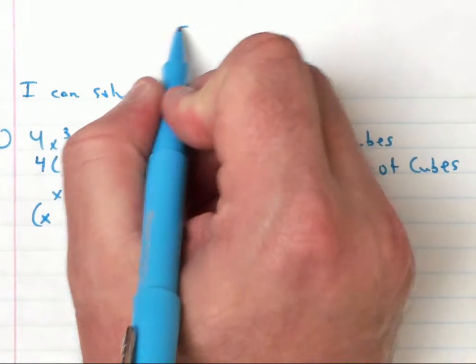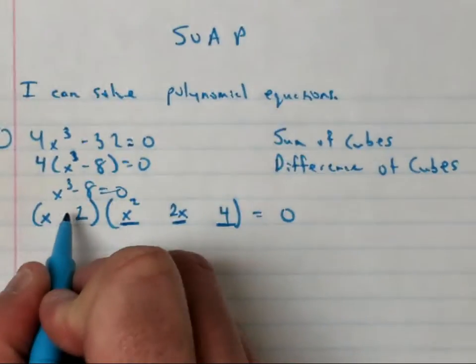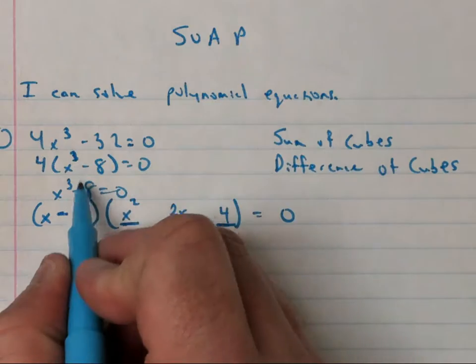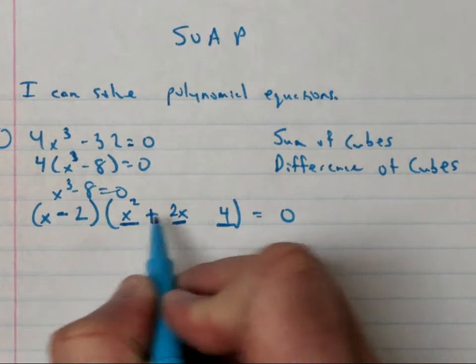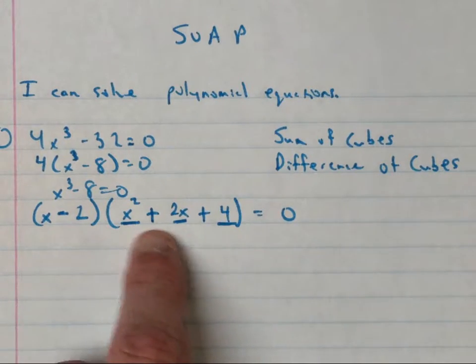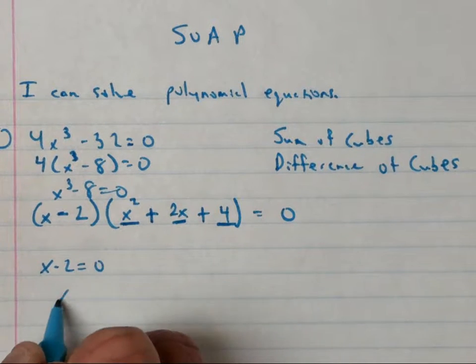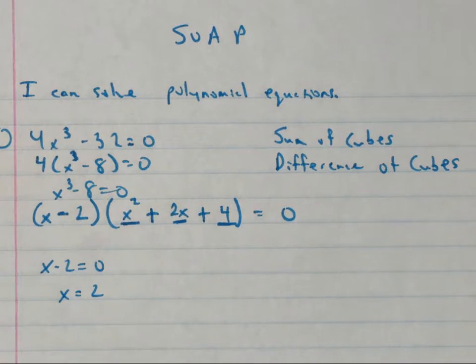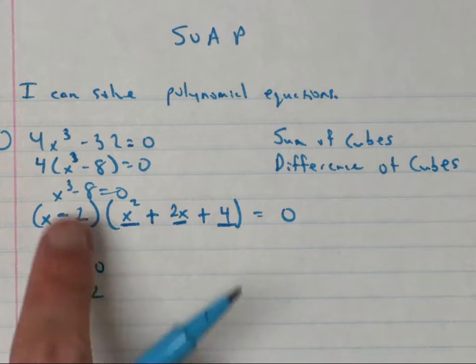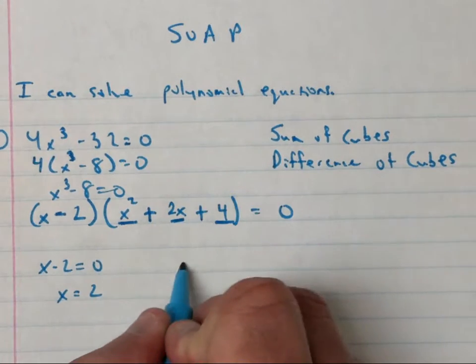And then you're going to use the method SOAP for your signs. S stands for the same sign as the original. That's going to be a minus. Opposite the minus, which is a positive, always positive on the last one. So same as the original, opposite, always positive. Then set each parenthesis equal to 0. Alright, so I got x equals 2. If I was to graph this original, it will cross at 2. Now I'm going to set this parenthesis equal to 0 as well.